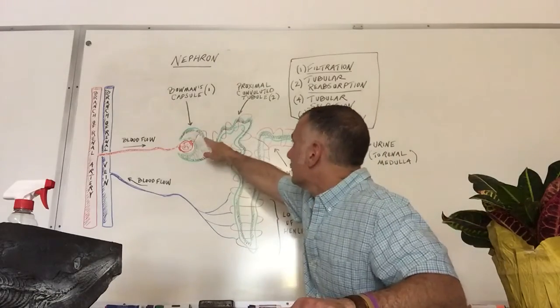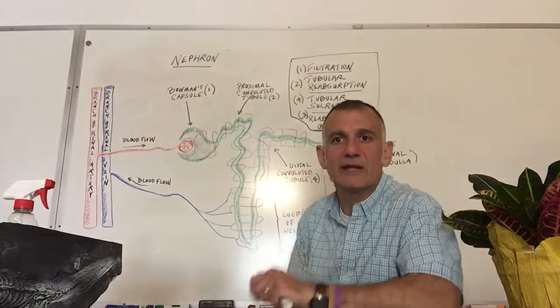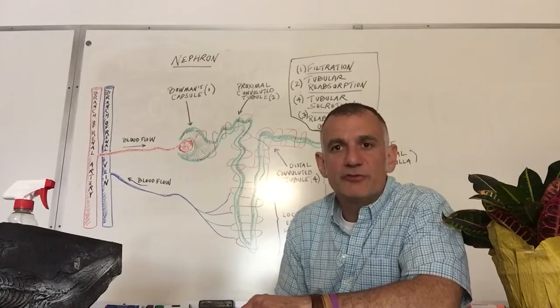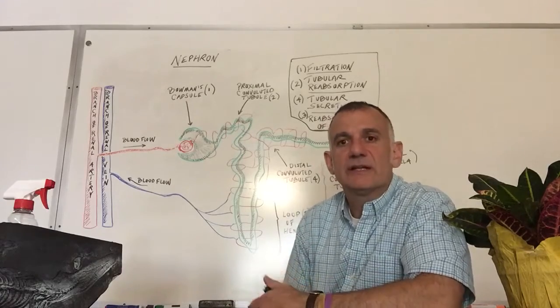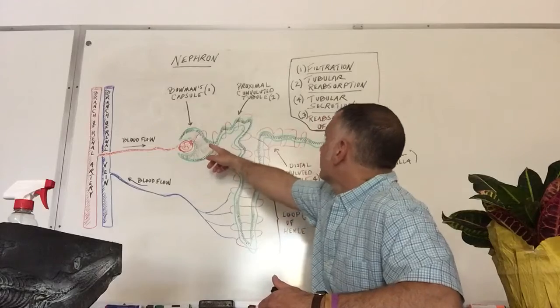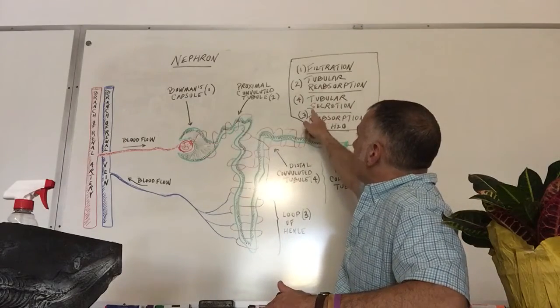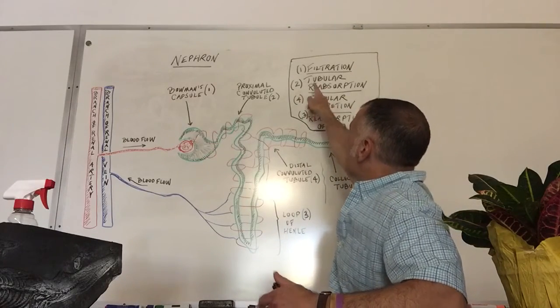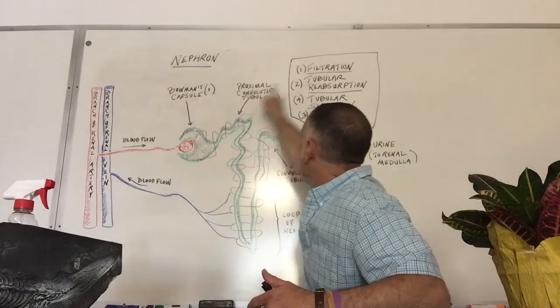So if you were to go into this Bowman's capsule, open it up, and take the fluid out of there, that's not urine. It's called the filtrate because it's been filtered. That's what the Bowman's capsule does. It filters. And you can see I have a key up here that tells you what's happening. So step number 1 with the Bowman's capsule is filtration.